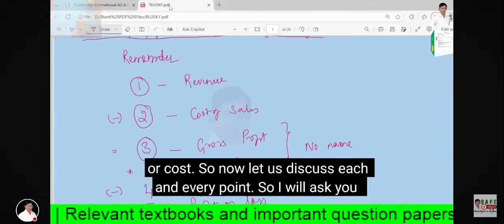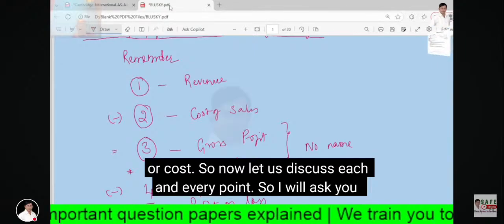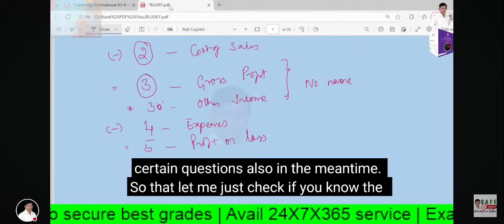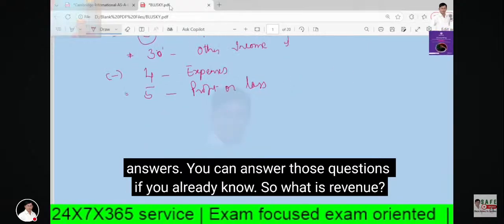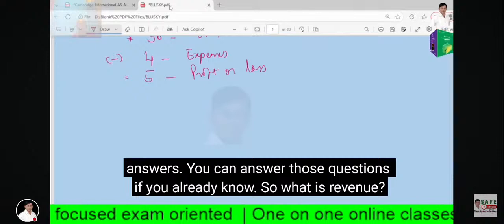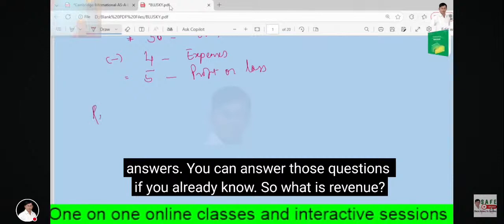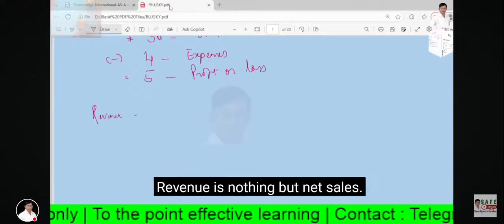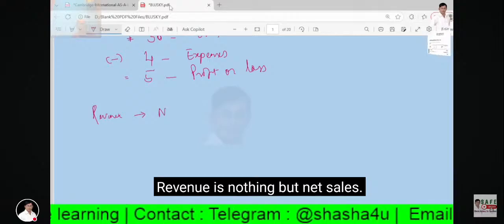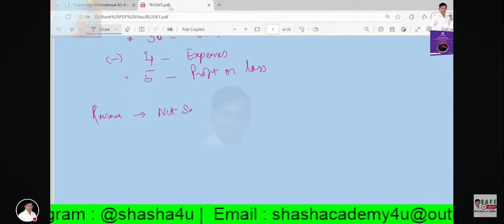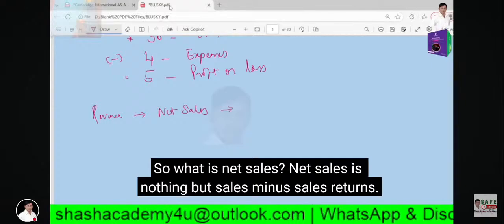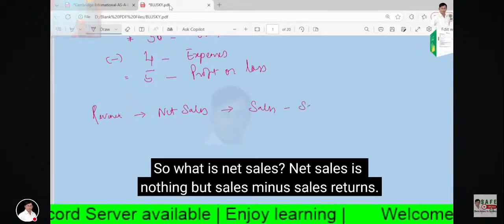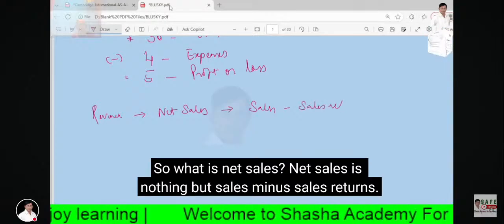Now let us discuss each and every point. I will ask you certain questions in the meantime, so let me check if you know the answers. You can answer those questions if you already know. So what is revenue? Revenue is nothing but net sales. So what is net sales? Net sales is nothing but sales minus sales returns.